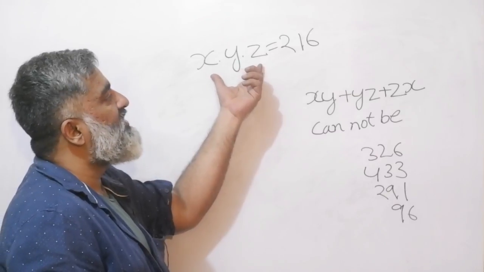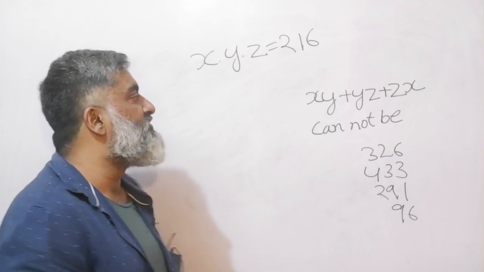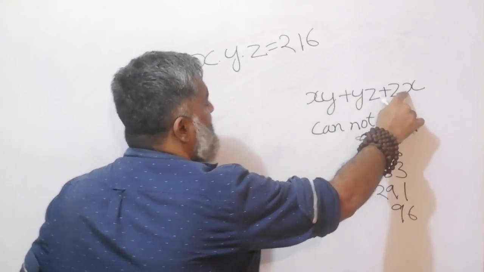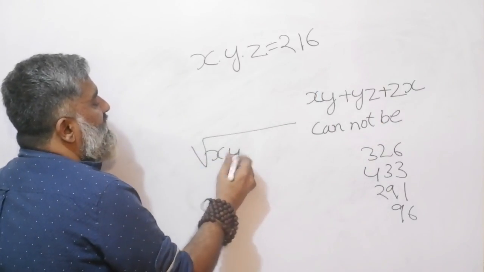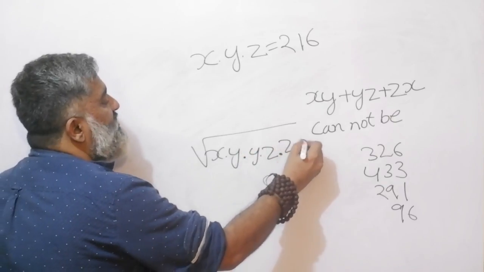I see there is a product. Let me go for my maxima minima game and let's see what I can learn from there. So these are my terms. I'm thinking of x y, y z and z x. So if I think of the geometric mean, right, x y, this is one term, into y dot z into z dot x.